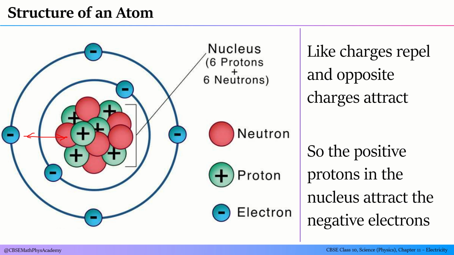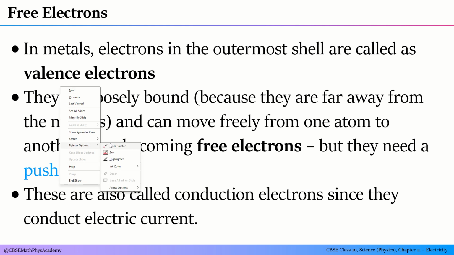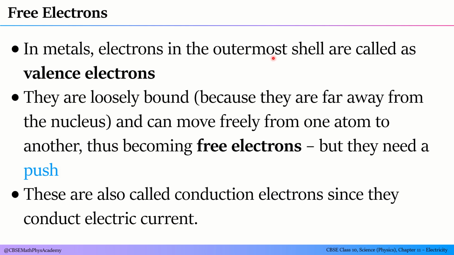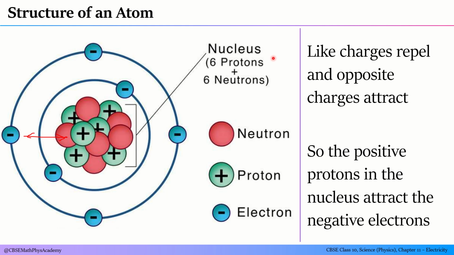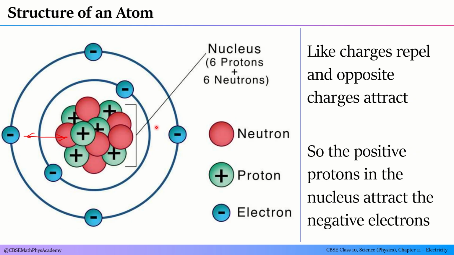So this is the basic structure of an atom, which I'm sure you would have read in your earlier classes. And now I'm introducing a new concept called free electrons. In metals, there are electrons in the outermost shell, which are called valence electrons. This is what I'm calling the outermost shell, and these electrons are called valence electrons. These are loosely bound. Loosely bound means, I told you that the positive and the negative charges attract each other.